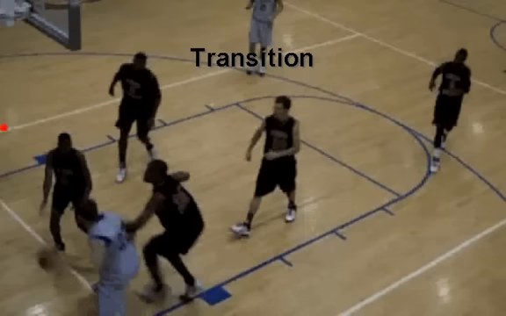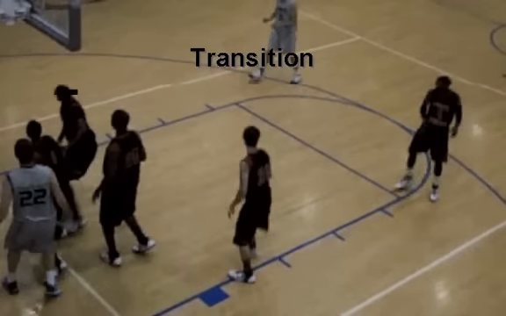He can also kick it out. Who can then reverse it for the 3. It's good, simple ball movement. Okay, that's a good transition possession right there.